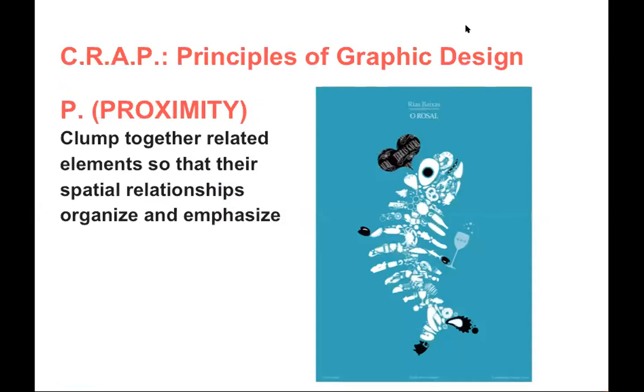Proximity is a good one. That's represented by the P. It's basically clumping together related elements so that their spatial relationships are organized and emphasized. So you're giving that visual pause in between certain elements so that you're organizing the information for the eye to view and read in a certain way. So it's not all flowing together and hard to understand where the eye goes first, second, third. Proximity is very similar to a hierarchy. So you want the eye to go somewhere first, second, third, fourth in a design typically.